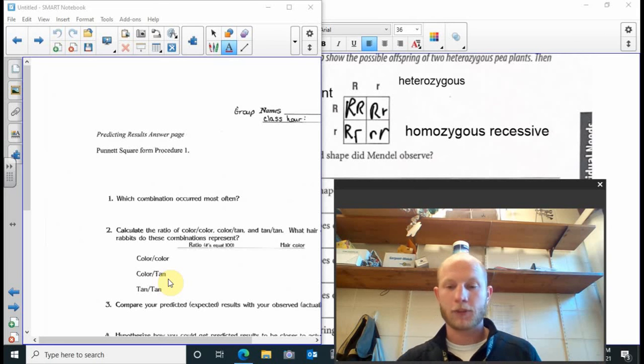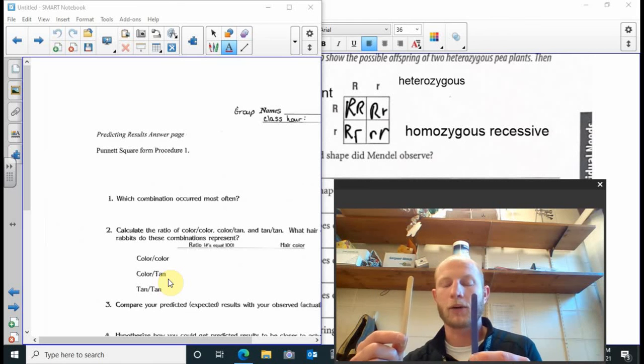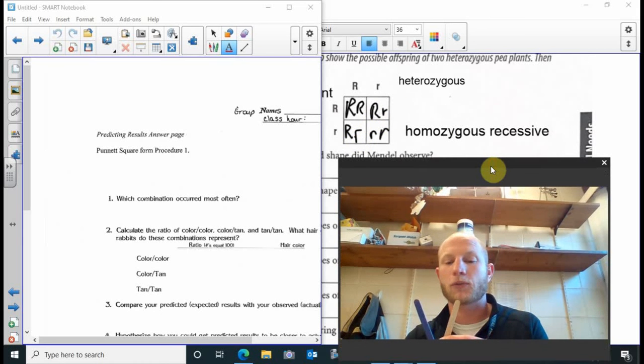That would mean if we're predicting how many times will we pull out a colored tan from one parent and a colored from the other parent. How often would that happen? That should happen, well, according to our Punnett square here, dominant recessive, that should happen 50% of the time. So that means we should pull this out 50 times out of 100.